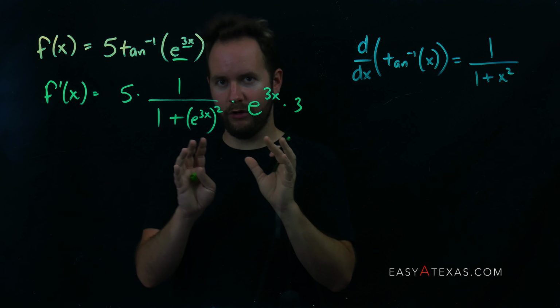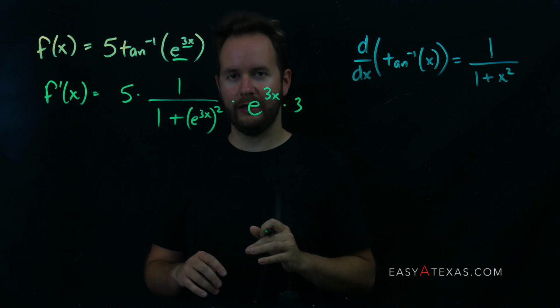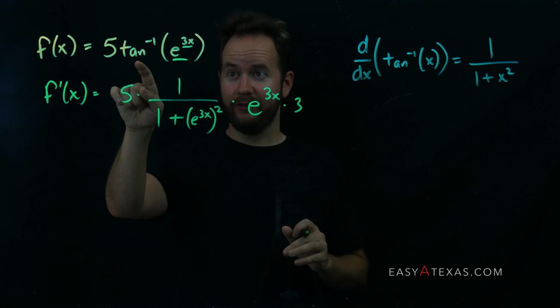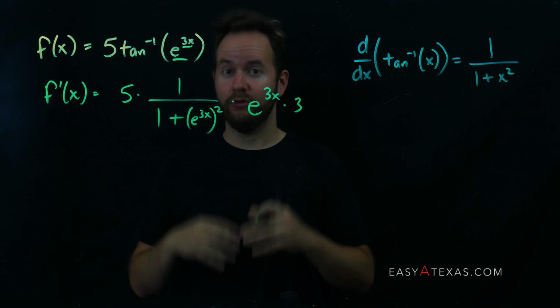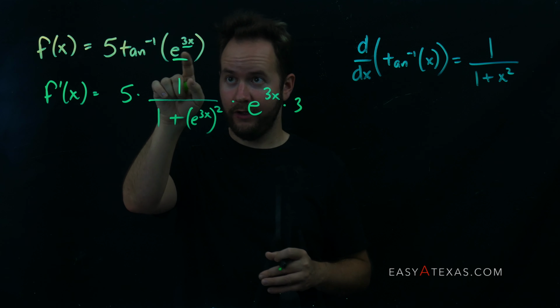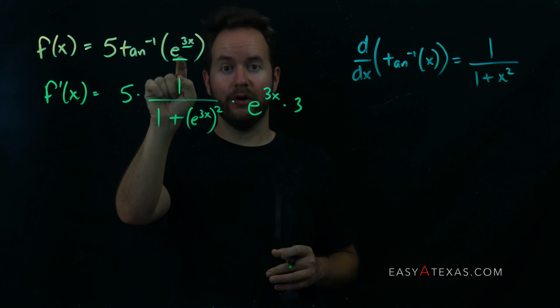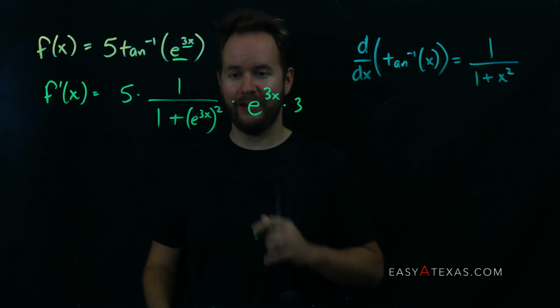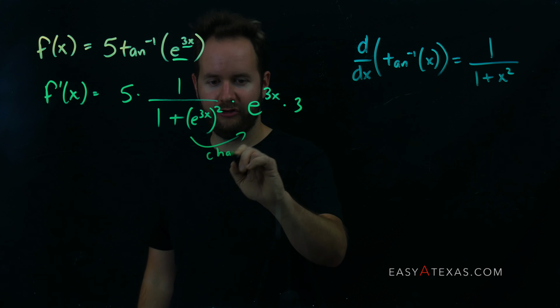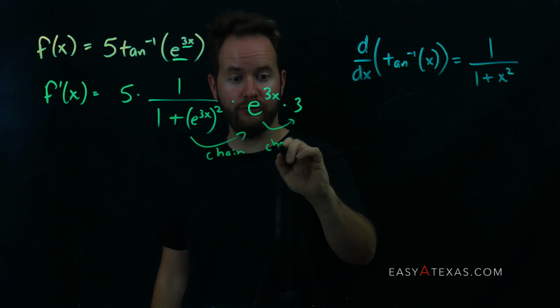So I want to kind of back up a little for a second and say tangent inverse had e to the 3x inside it, so we have to use chain rule to take its derivative. There's 3x inside the exponent of e, so we have to use the chain rule again to take that derivative. So there's a chain rule there and a chain rule here as well for a total of 2 chains.